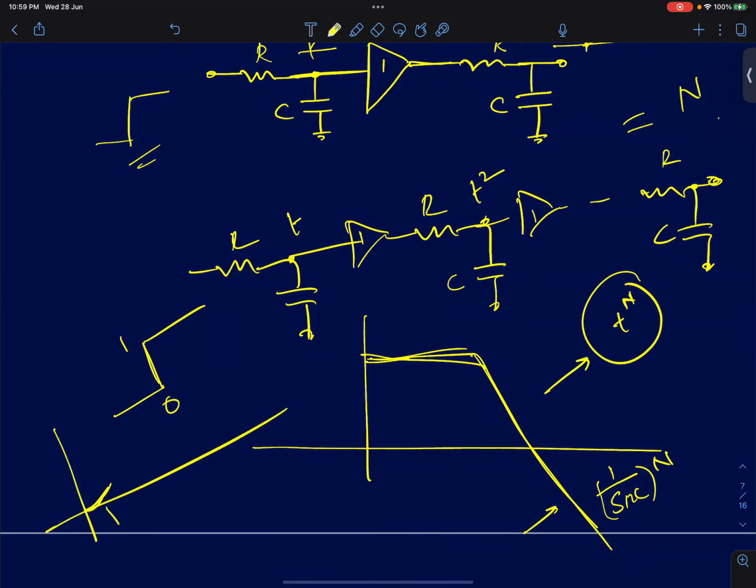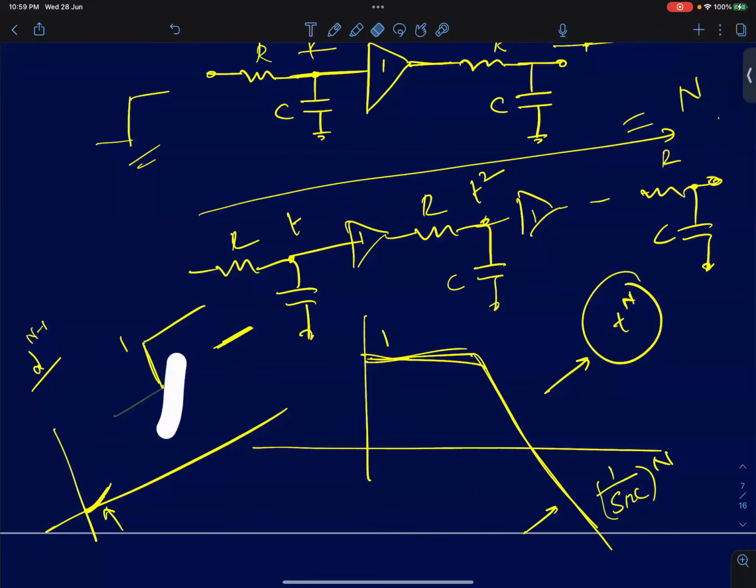with a much slower slope. Remember, the n-th derivative of this function will be 0 at t equal to 0. So if you differentiate this function n minus 1 times, it's going to be 0 at t equal to 0. In the steady state, because the DC gain is still 1, it's a cascade of RC, RC, RC sections. DC gain is 1. So you should expect the output to have reached 1.